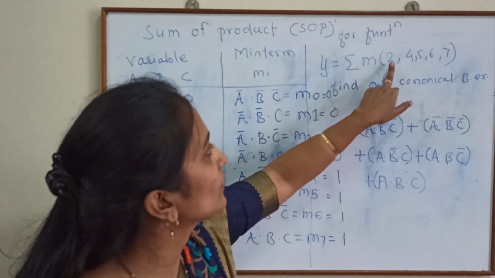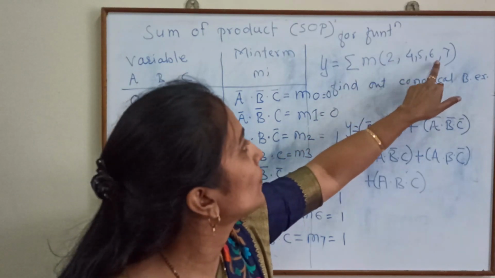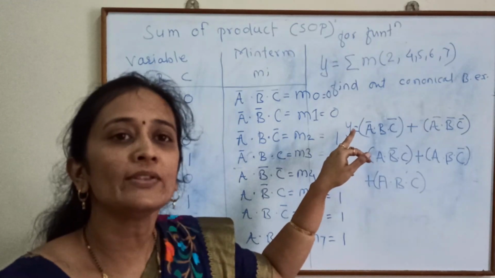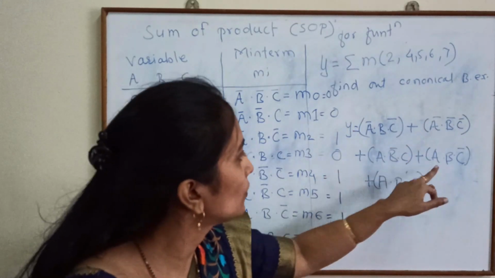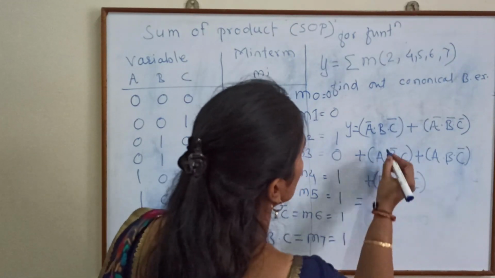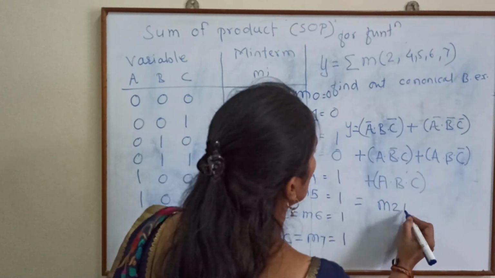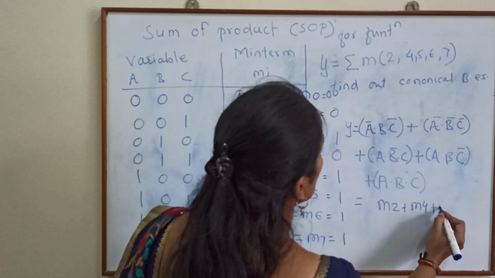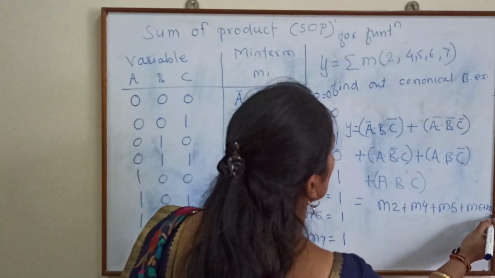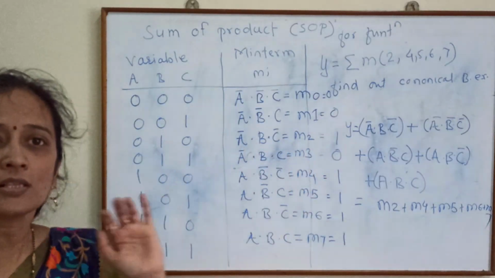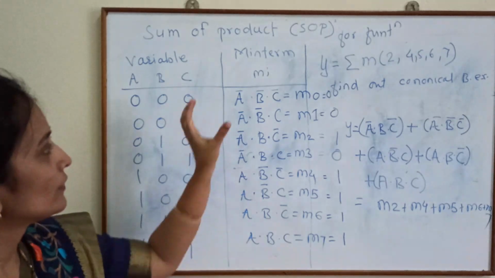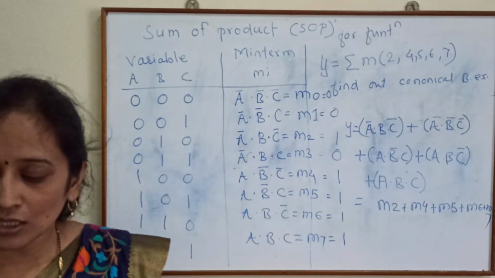How many values have they given? 1, 2, 3, 4, 5. Five min terms we have to represent in the form of sum of product. 1, 2, 3, 4, 5. The same statement we can write like this: M2 plus M4 plus M5 plus M6 plus M7. This is the solution. For such types of examples we use the table.